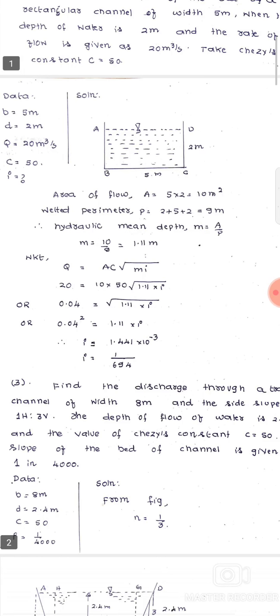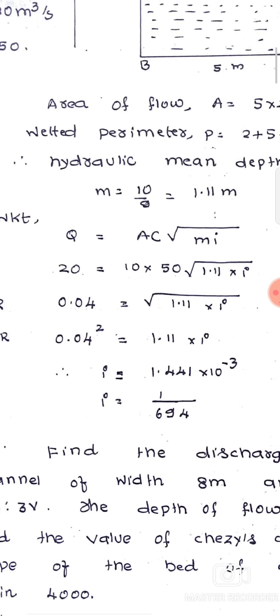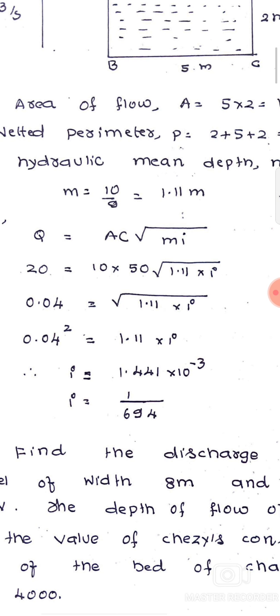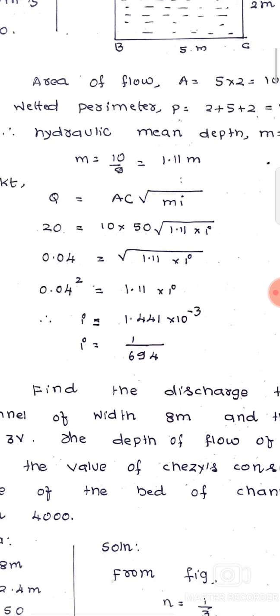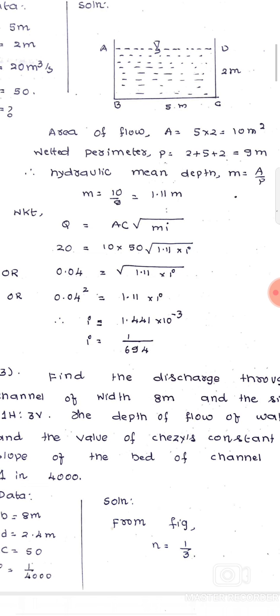And we have the equation to find out the discharge in an open channel flow: Q is equal to A C into square root of M I. Here the discharge Q is given as 20, A is 10 meters square, C is equal to 50 is given, then square root of M is 1.11 into I is the only unknown. Then you'll get I as 1.441 into 10 power minus 3.